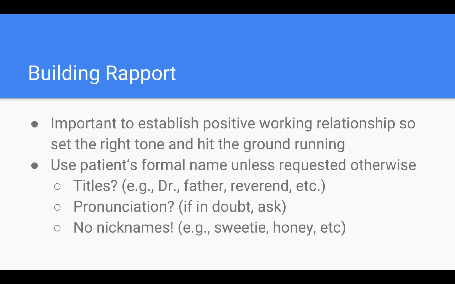Nicknames should be discouraged. Regardless of the age and regardless of any differences in gender between the clinician and patient, you probably don't want to use sweetie or honey or anything like that. They can be demeaning in some cases.